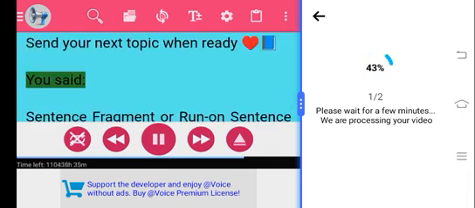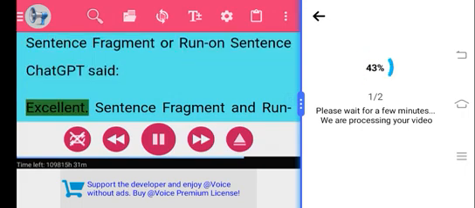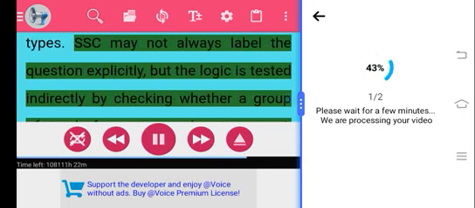You said: Sentence fragment or run-on sentence. ChatGPT said: Excellent. Sentence fragment and run-on sentence errors are subtle but critical in SSC grammar, often hidden in longer sentence correction or spotting error types. SSC may not always label the question explicitly, but the logic is tested indirectly by checking whether a group of words forms a complete, grammatically valid sentence.